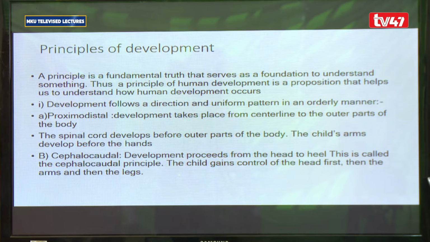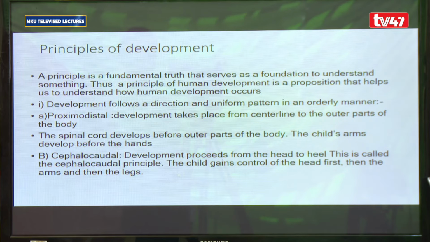The second one is what we call the cephalocaudal. I'm sure cephalocaudal is a new word to you, but let me make it simple. Cephalocaudal simply means that development proceeds from the head to the heel. So cephalocaudal is a trend where development begins from the head to the heel. And as you can see from the example I've put over here, class, the child starts to gain control from the head first, then the arms.